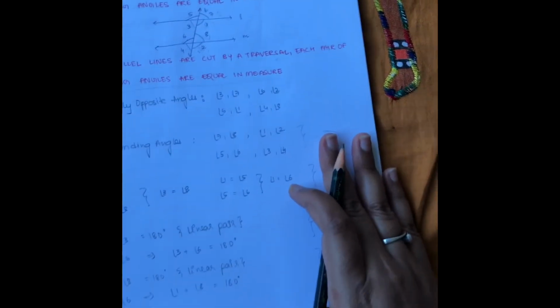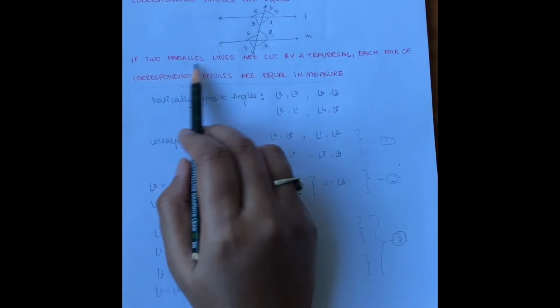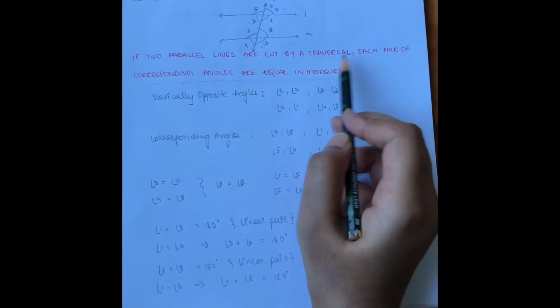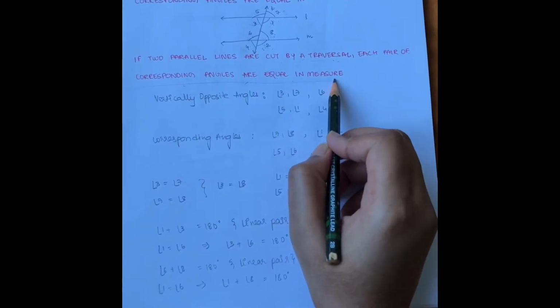So this is one of the results that we will be studying today, which can be applied to solve many problems. So if 2 parallel lines are cut by a transversal, each pair of corresponding angles are equal in measure.